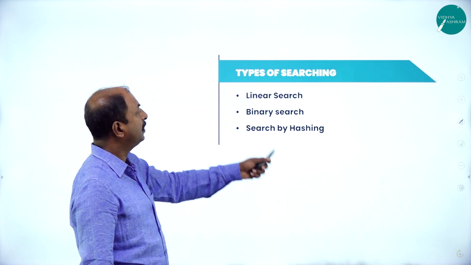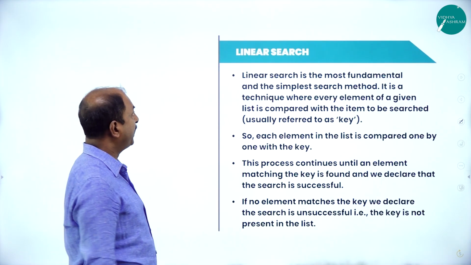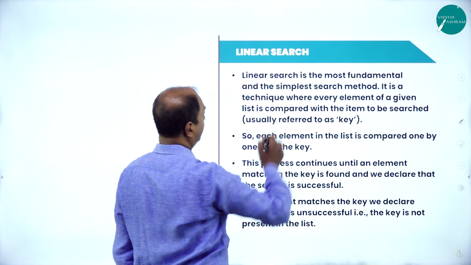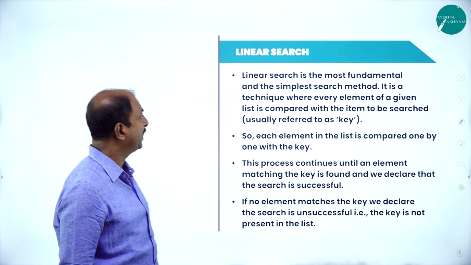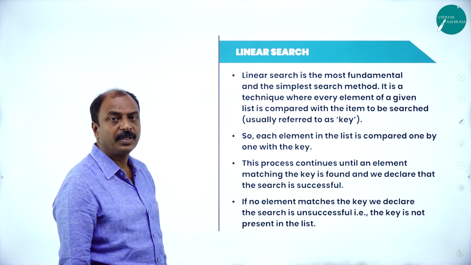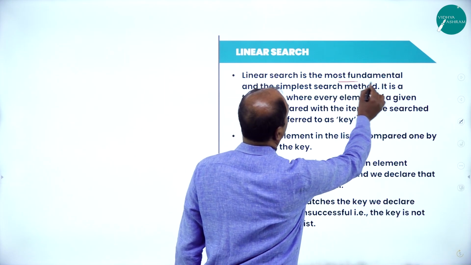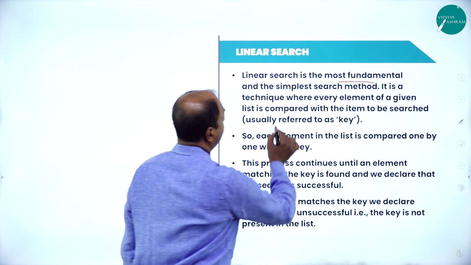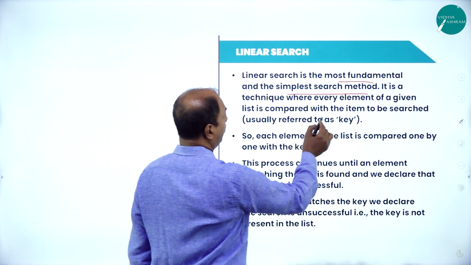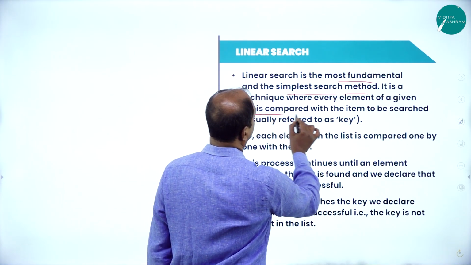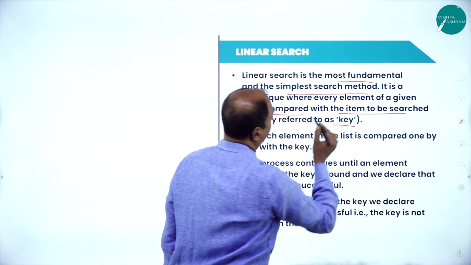So these are all the types of searching. Now in this session, let me explain linear search. One of the searching techniques or algorithms is linear search. Let us see the definition of linear search. What is a linear search? It is the most fundamental and simplest search method, a technique where the elements of a given list are compared with the item to be searched, usually referred to as the key element.